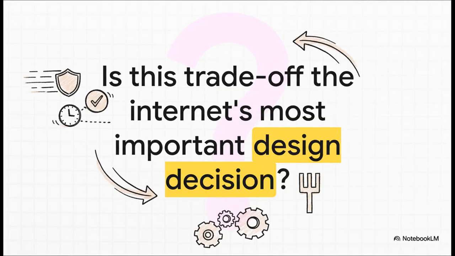So we'll leave you with this question to chew on. This fundamental compromise, baked right into the DNA of the internet, is all about prioritizing a fast and reliable experience over having perfectly up-to-the-second data. It has shaped everything about how we build for and experience the web today. So, is this trade-off between speed and consistency the single most important design decision in the history of the internet? It's definitely up there.